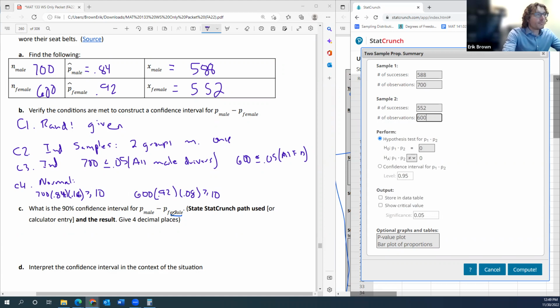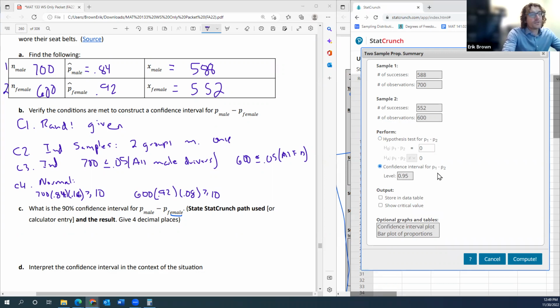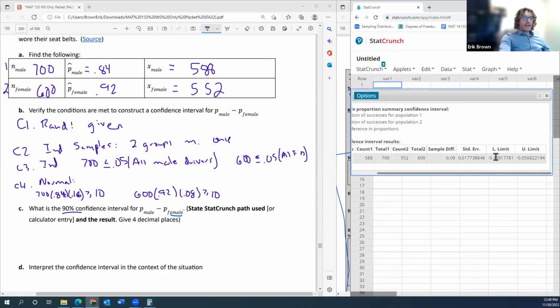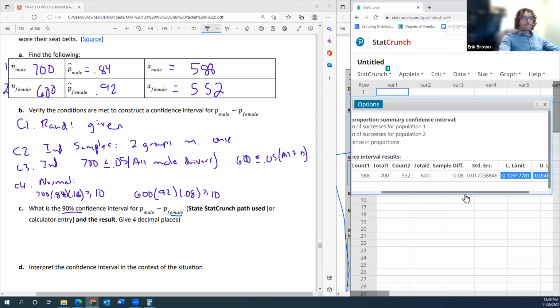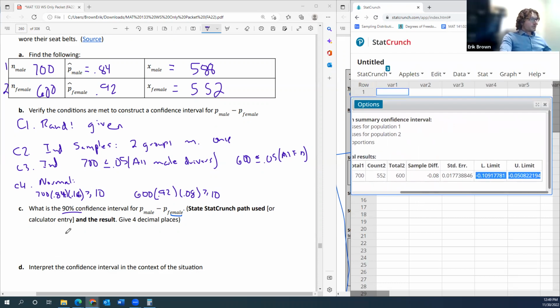Notice we're told to do male minus female. We did male as number 1, female as number 2. And we need to click confidence interval for P1 minus P2. And we are doing a 90% confidence interval. So we need to change that C level, confidence level, to 90%. And then we're just going to compute that. And all we're asking you to do is write down this lower limit and upper limit. That's it. Four decimal places.